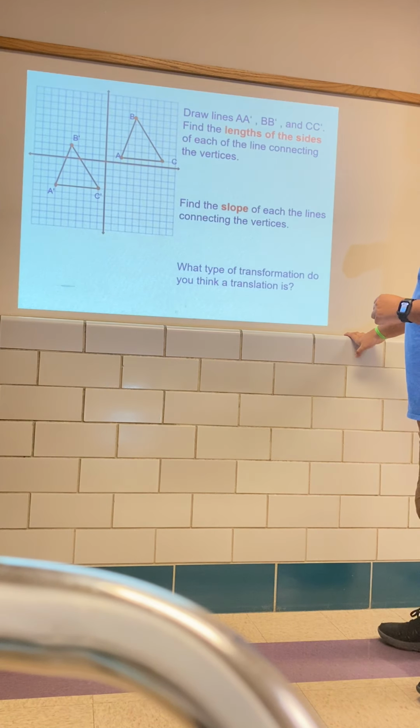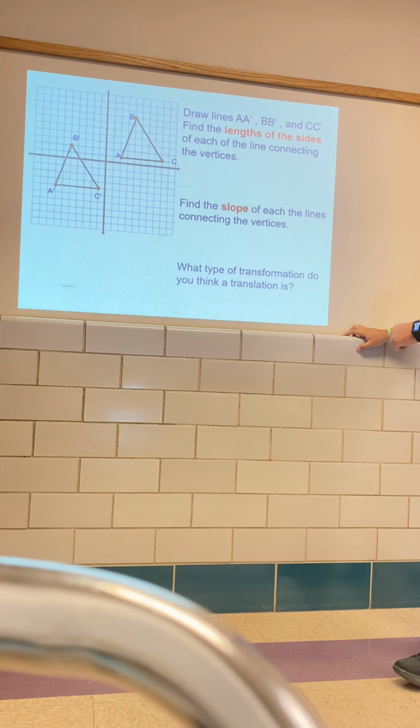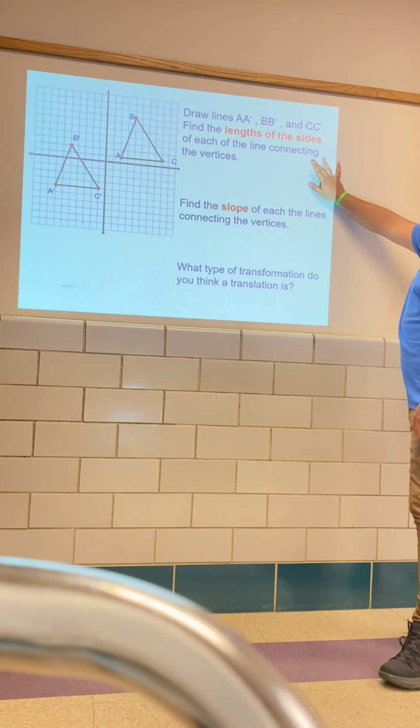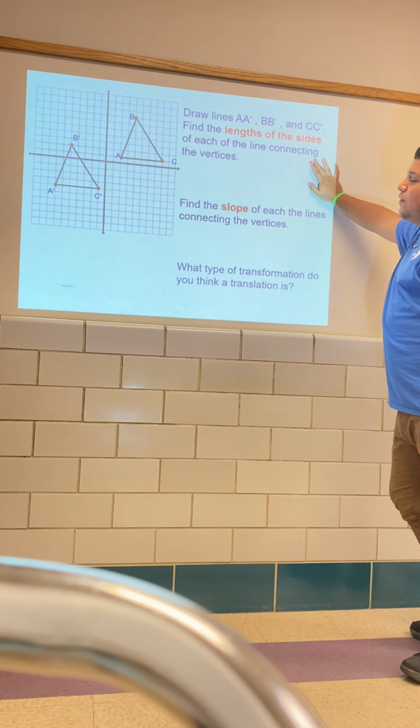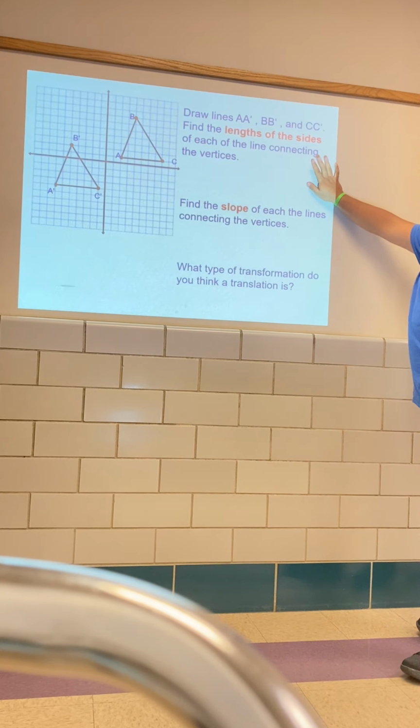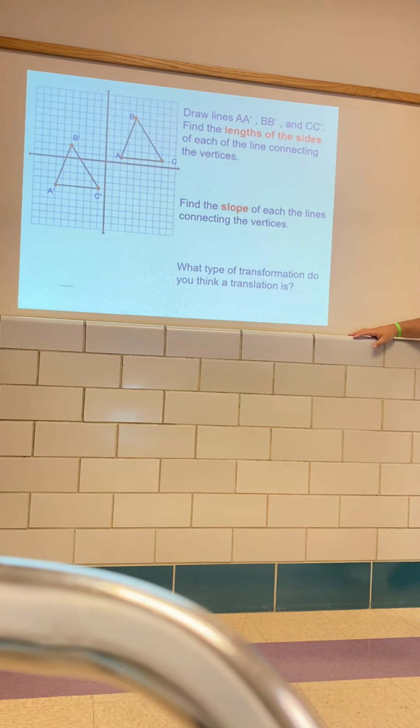All right, so we're going to draw lines AA', BB', and CC'. We find the lengths of the sides of each of the lines connecting the vertices. What are the vertices? Correct, our points. Find the slope of each of the lines connecting the vertices. What type of transformation do you think a translation is? Okay?